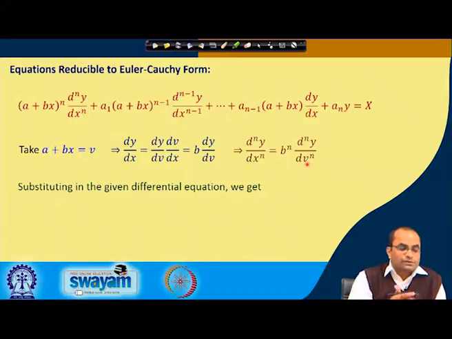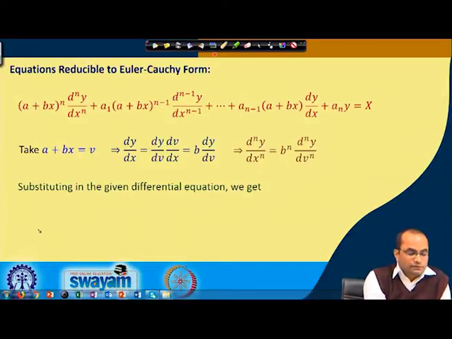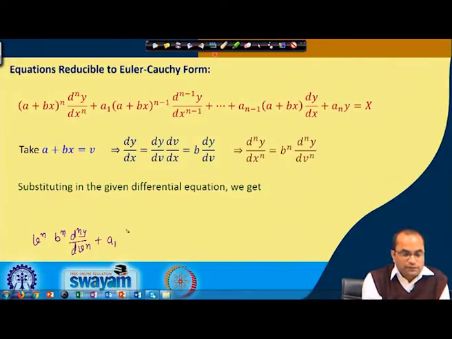So, now if we substitute this into this equation, so what will happen here, this will be having this v power n, and then dny over dxn will be this b power n and dny over dvn. The second term will be a1, and here we will have v power n minus 1, and this will be converted again to the n minus 1th order derivative from here.